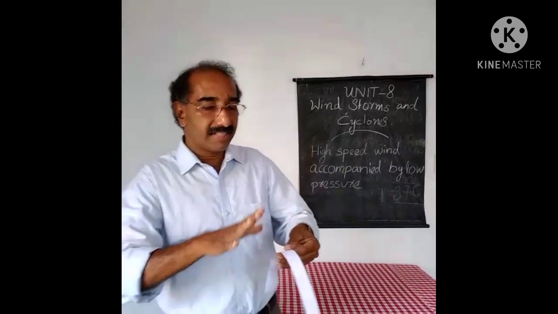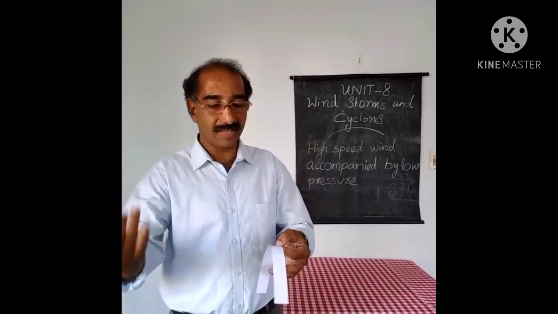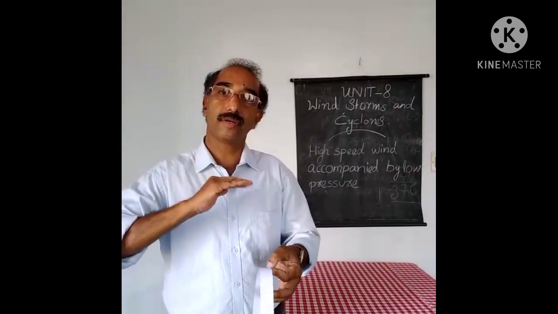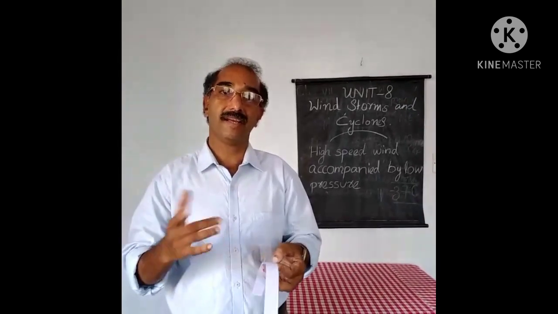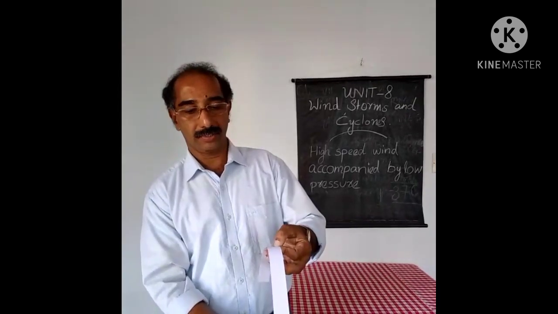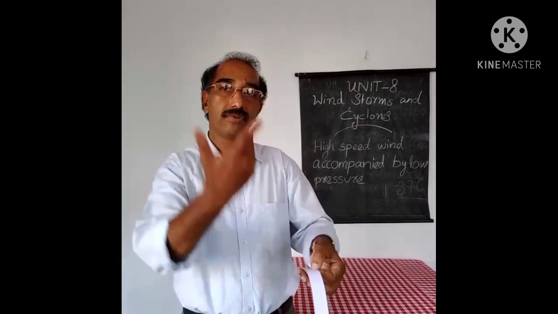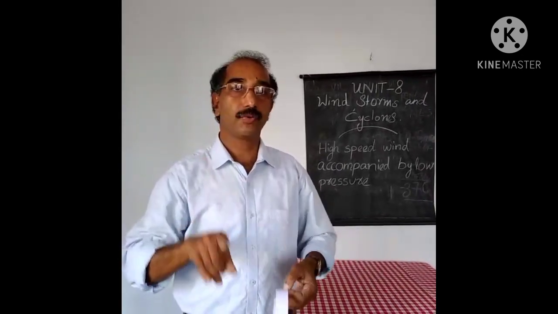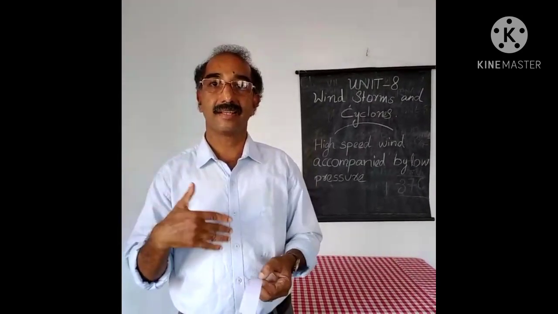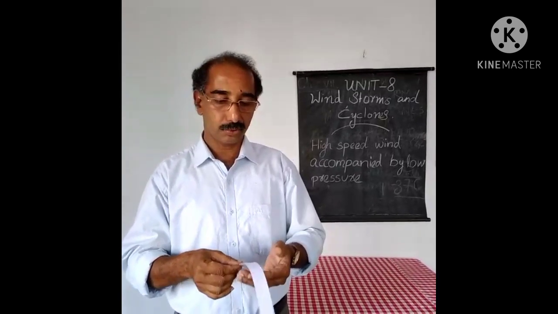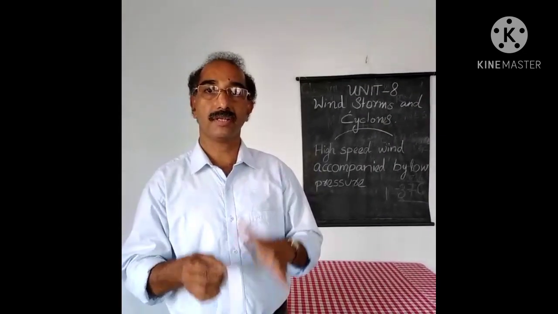See, and by the same reason we can explain why tin sheets of houses and roofs are flying away. When wind blows over the roof of a house, there will be a low pressure region created above the roof. So below the roof there will be a high pressure. This high pressure will push the roof upward and the roof will fly away. That's why when the storm blows, the roofs of houses, tiles and sheets fly away. So this activity shows that high speed wind is accompanied by low pressure region.